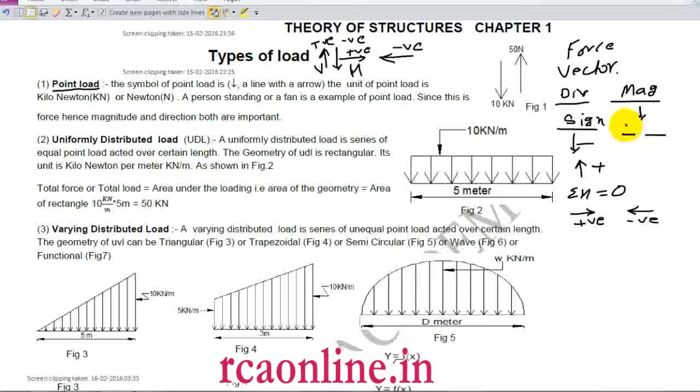So I can say 10 kilonewton, 20 Newton, 30 kg, W kilonewton, P kilonewton. So what does the 10 mean? 10 means the magnitude. And unit also becomes important. What is the unit of 10? So the unit is kilonewton, W kilonewton.